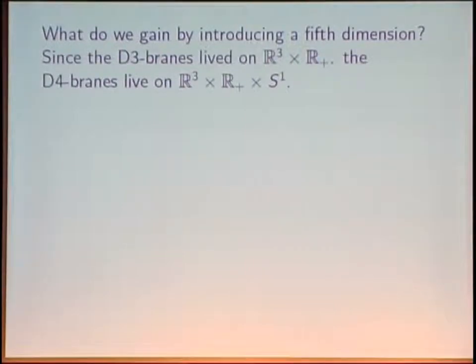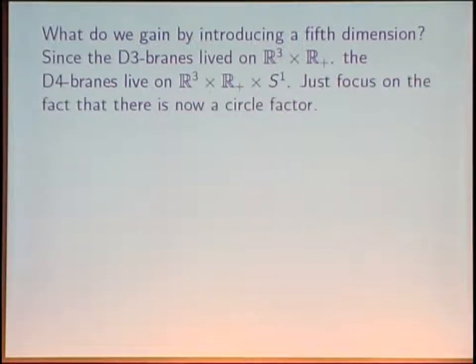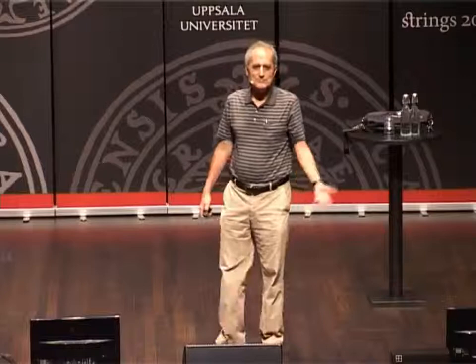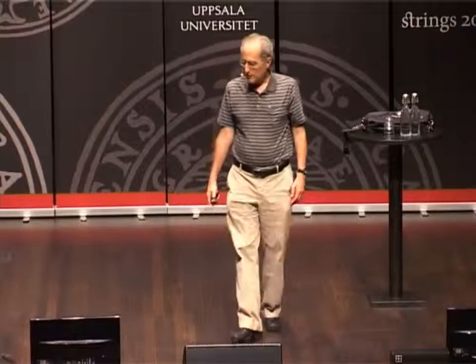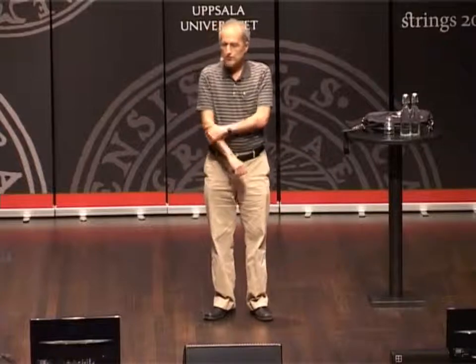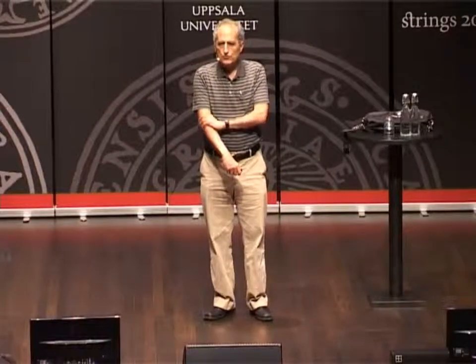But the reason we can gain something is the following. First of all, since the D3 branes lived on a half space, R3 times R plus, the D4 branes live on the same thing times a circle. Let's just focus on the fact that there's now a circle factor. So if we were doing the quantum path integral, we'd have a path integral on a circle. And a path integral on a circle gives a trace, or in the supersymmetric context, it gives a supertrace.